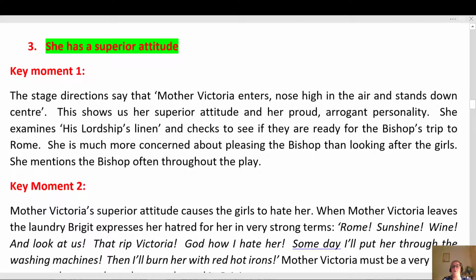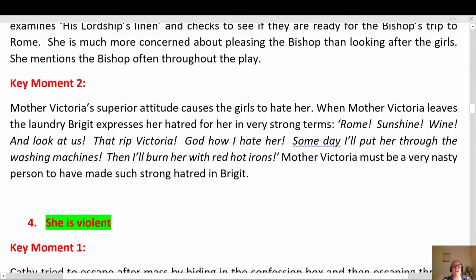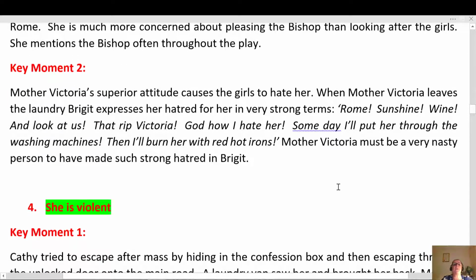A second key moment to show that she has a superior attitude. Mother Victoria's superior attitude causes the girls to hate her. When Mother Victoria leaves the laundry, Bridget expresses her hatred for her in very strong terms.